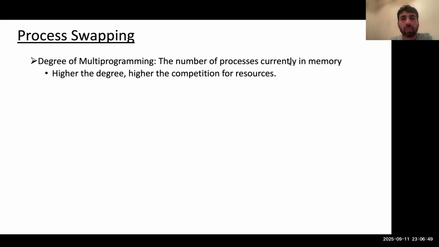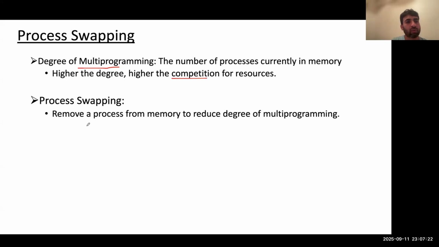So, process swapping. Before talking about swapping, let's first talk about the degree of multiprogramming, which is the number of processes currently in memory. The higher the degree, the higher the competition for resources, because a larger number of processes in memory means more processes want to run on the CPU. They will be waiting for their turn, so there will be higher competition for resources.